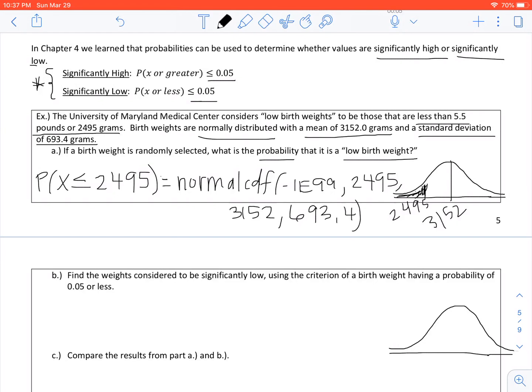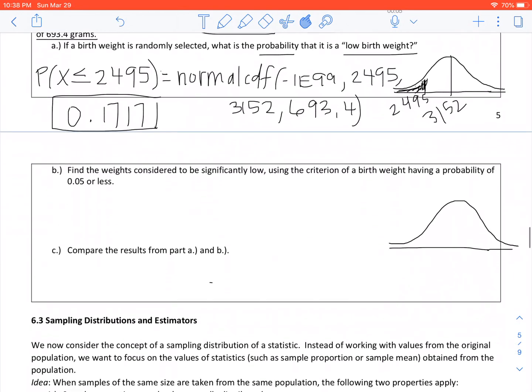Close your parentheses, hit enter, and the probability of a baby being less than 2,495 grams is going to be 0.1717. And again, probabilities, we round to 4 decimal places. The problem continues on to the next page.